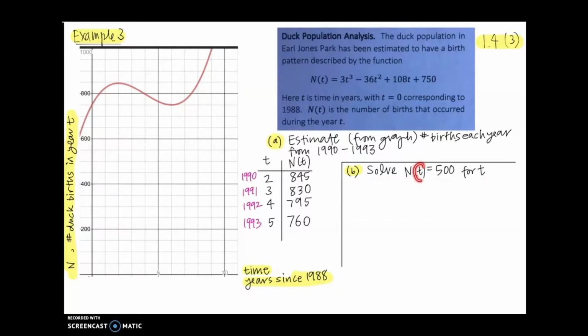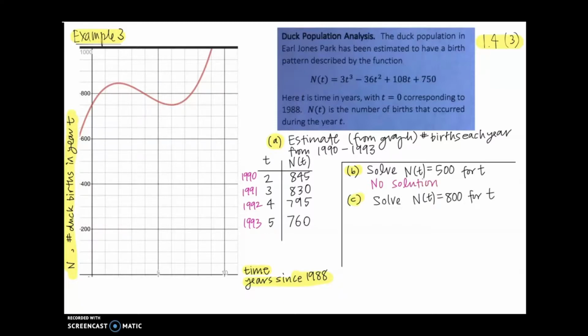Basically, we're looking for the input when our output is 500. Okay, so output being 500, here's 500 right here. And so we want the input when our output is 500. It looks like it never actually happens. The duck population is always larger than that. So to that, we would say there's no solution because this never happens.